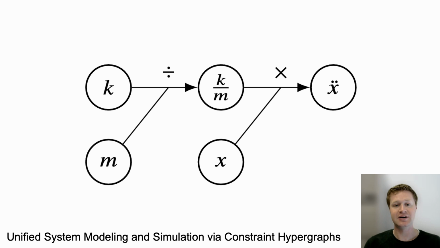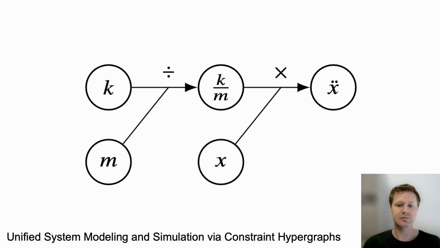We can represent behavior as a set of constraints, constraining the value of a state variable based on the values of other variables in the system. For example, the variable k over m is constrained to be the result of dividing m into k. Mathematically, this is a function, mapping each pairing of k and m to a value in the set k over m. Similarly, x double dot is constrained by a function mapping each pair of k over m and x.